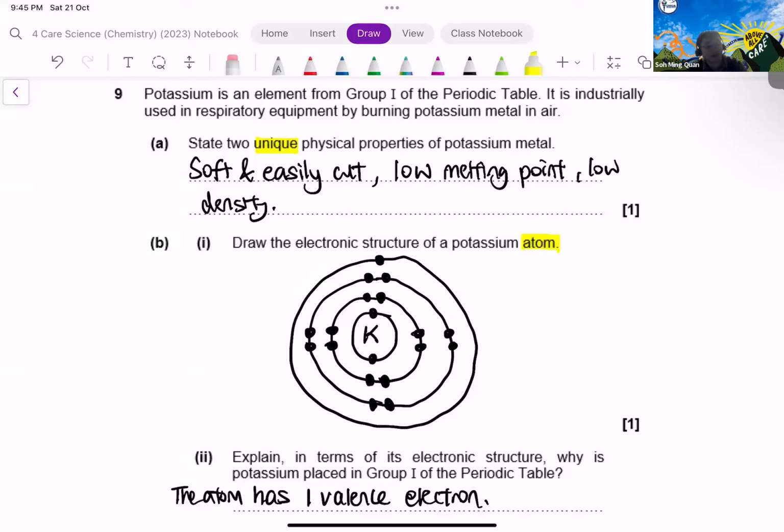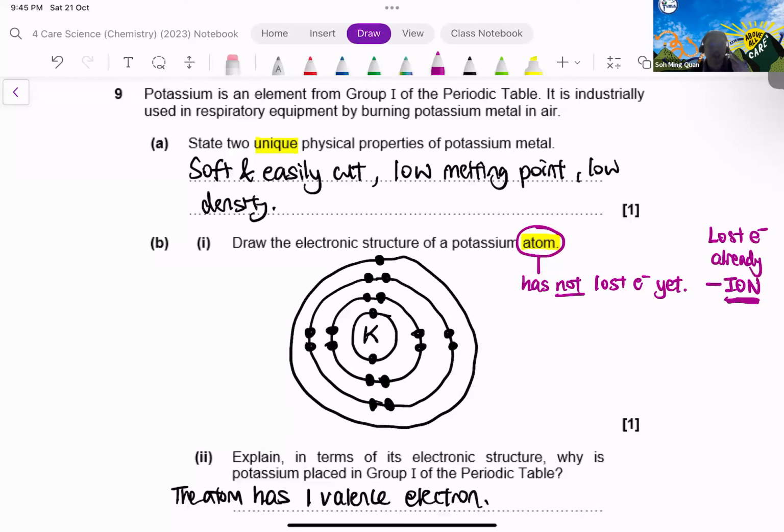So I hope you know by now, atom means it has not lost electrons yet. If it has lost electrons already, what do we call that? If it has lost electrons already, we will call that what? Ions. Okay? So please know the difference. If it hasn't lost electrons, it's called atom. If it has already lost or gained electrons, it's an ion.